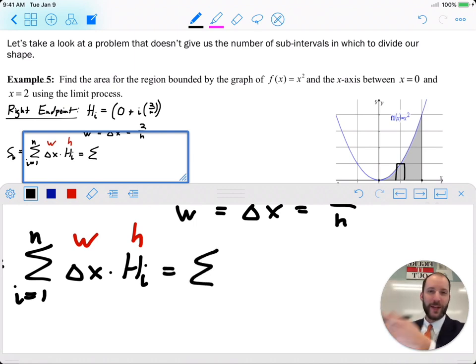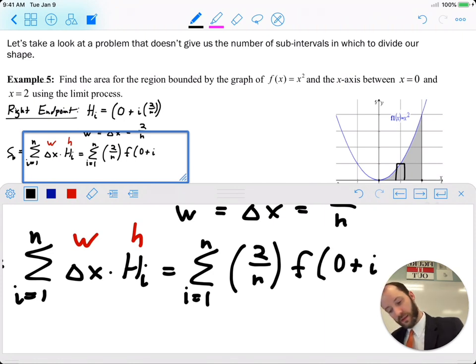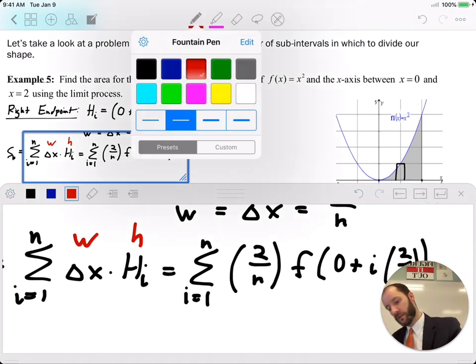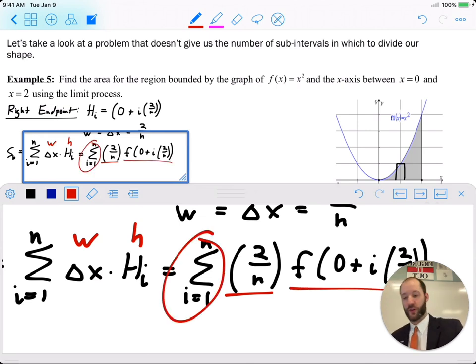So I keep looking at my notes because there's a lot going on. So just stay with me, okay? So sigma from the first one to the nth of our width delta x, which is 2 over n, times our height, f of 0 plus i times 2 over n. So we're going to sum up all of the widths times the heights. The widths times the heights. We're going to add all those up.